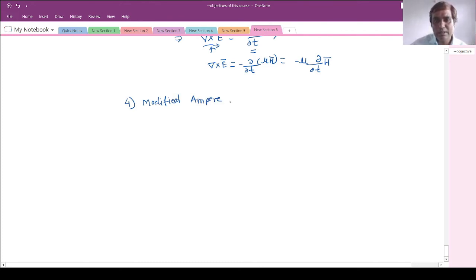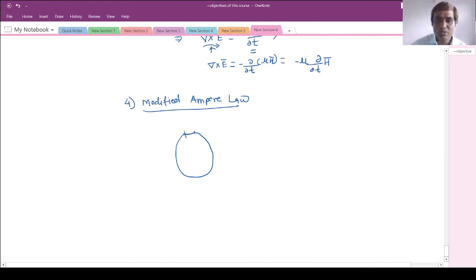Before directly writing it, let me first see Ampere's current law. Ampere's current law states that if we have a loop and some current flowing in it, this current will produce a magnetic field. If I calculate the total magnetomotive force, or MMF, around the loop, which is the line integral of the magnetic field around that path, then that line integral will be equal to the total current enclosed by this loop.